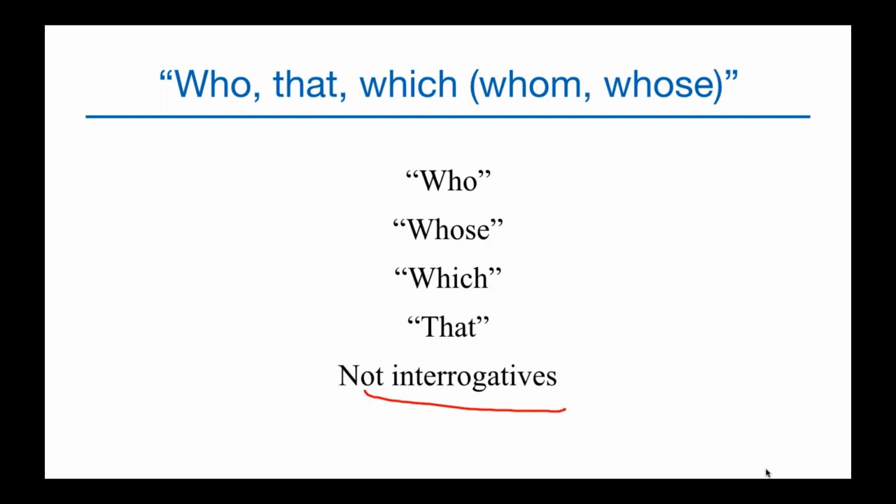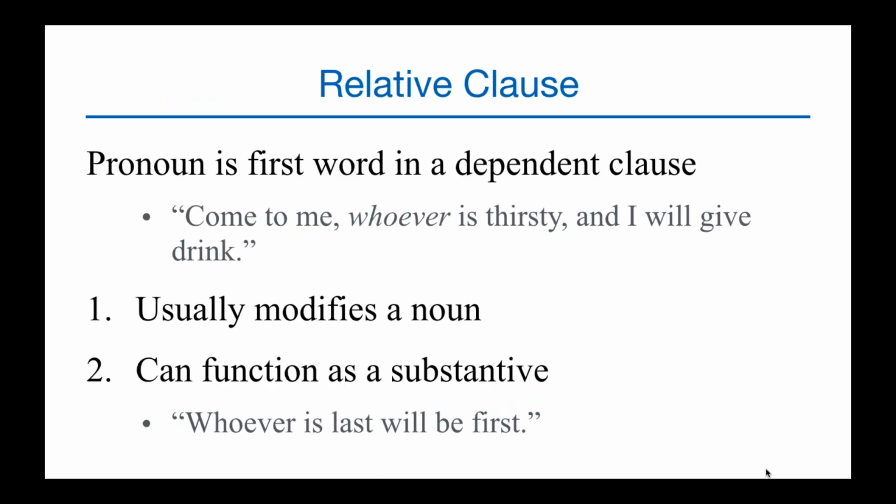Okay. Once again, these are not interrogatives. So a relative clause, the pronoun is the first word in a dependent clause. The example he uses here is, come to me, whoever is thirsty, and I will give you a drink. It usually modifies a noun and can function as a substantive. So this whole sentence or clause in and of itself could act like a noun. So which person? The whoever is thirsty.